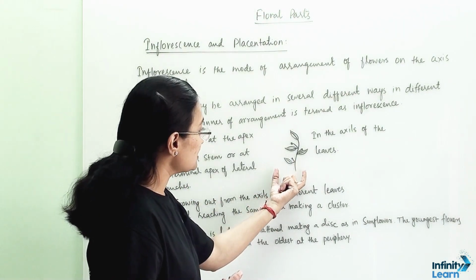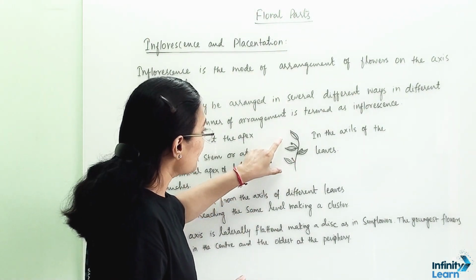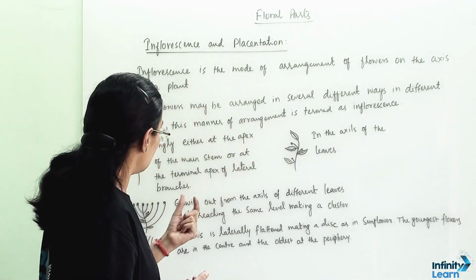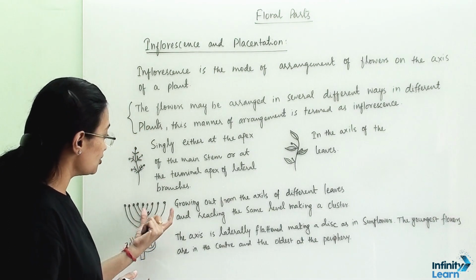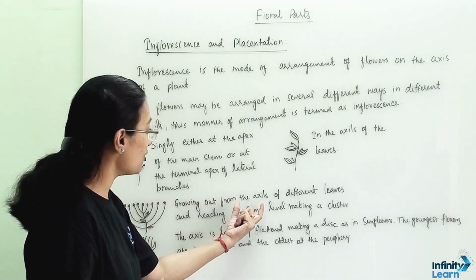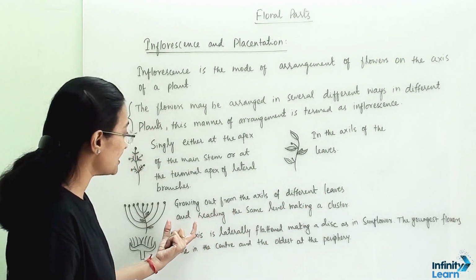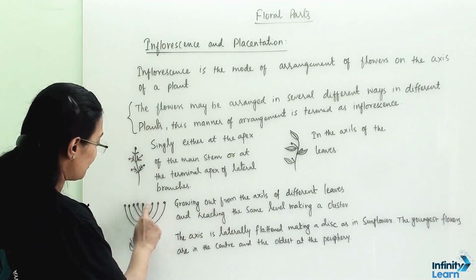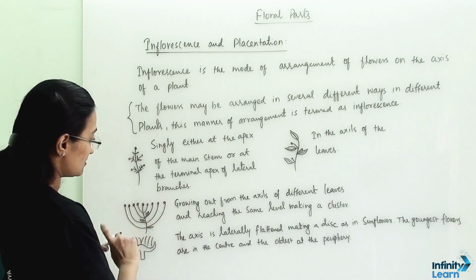The second arrangement is this, in which the flowers are arranged at the axil of the leaves. The third arrangement is this, in which they grow out from the axils of different leaves and reach the same level, making clusters. They are at the same level and they make a cluster.